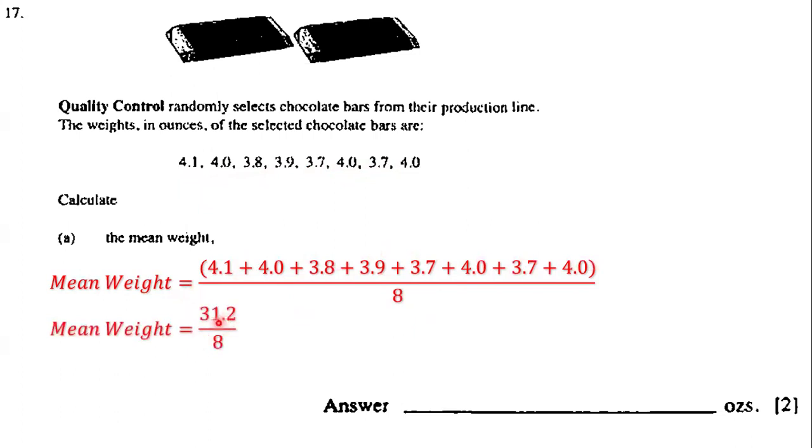When we add them, we get 31.2, and then we're going to take that and divide it by 8. And when we do 31.2 divided by 8, we get 3.9. And so that means that the mean weight is 3.9 ounces.